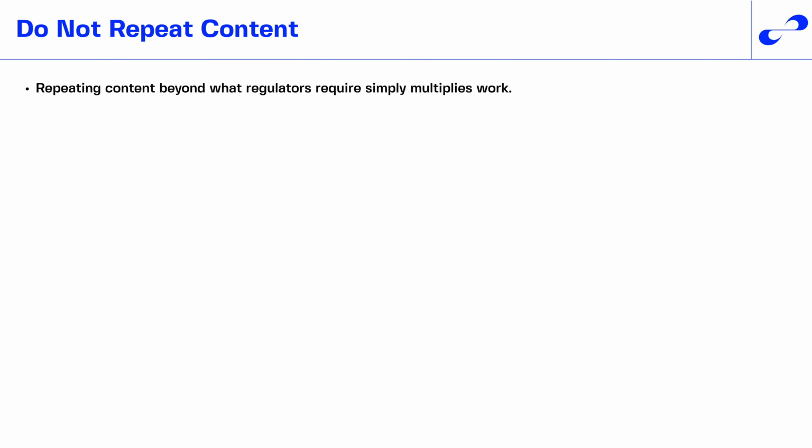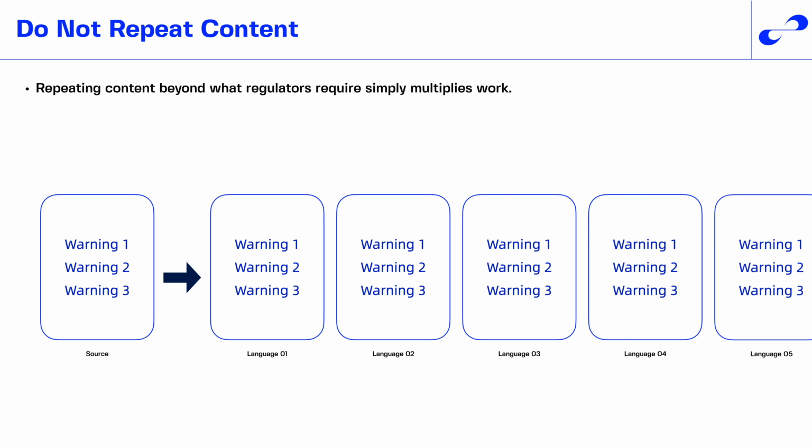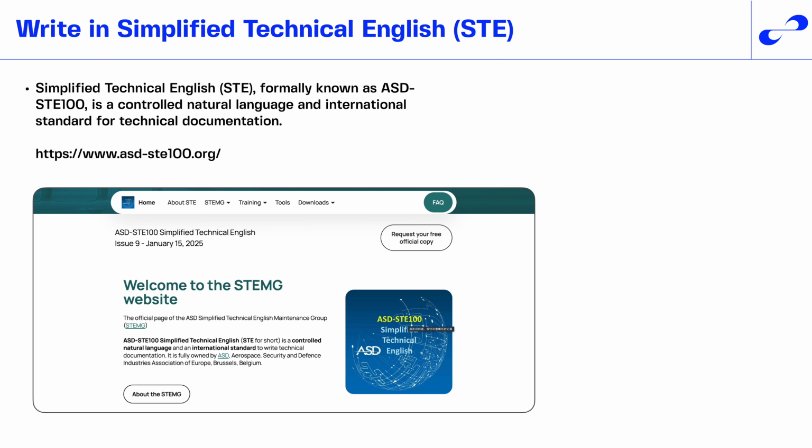Many engineers duplicate warnings and cautions throughout IFUs. Repeating content beyond what regulators require does not reduce liability. It multiplies work. A single change may need to be replicated 20 or more times once translation is factored in.